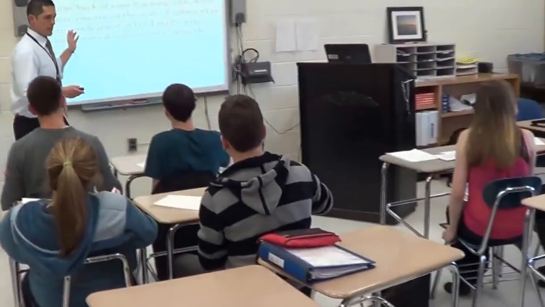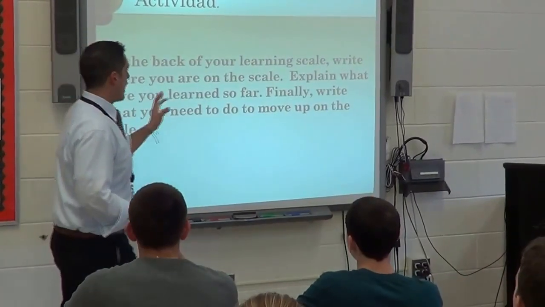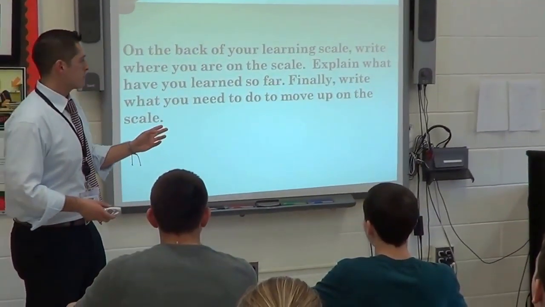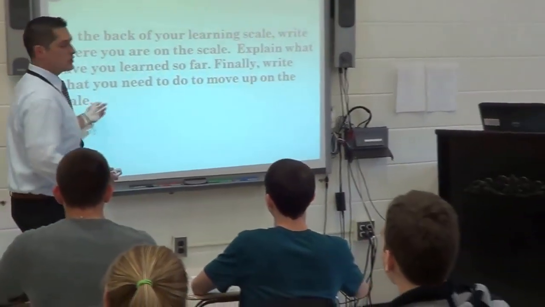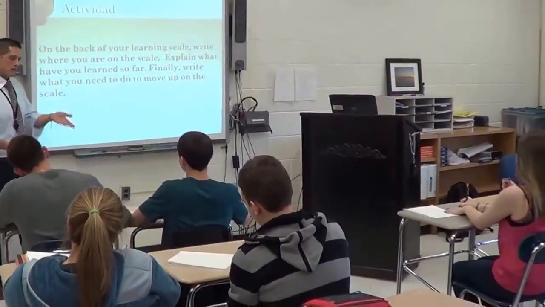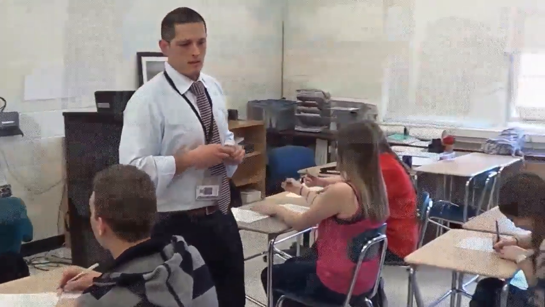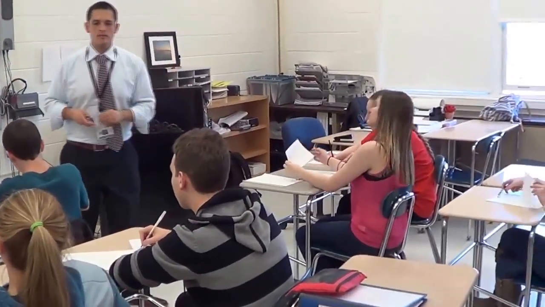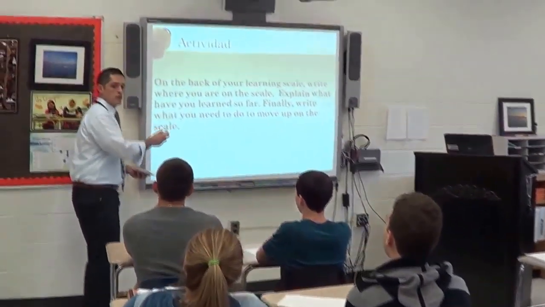In order to get to that level 4, I want you to go to the back of the learning scale that I gave you, and based on the conversations that you had with your classmates, write where you are on the scale, explain what you have learned so far, and write what you need to do to move up on that scale. All right? Got it, guys. And then I'm going to collect this, I'm going to read it. Okay, when you're done, pass it out to the front. I'll take it. Now, guys, I'll take a look at this. I'll get back to you tomorrow. Now, let's move on to the next activity.